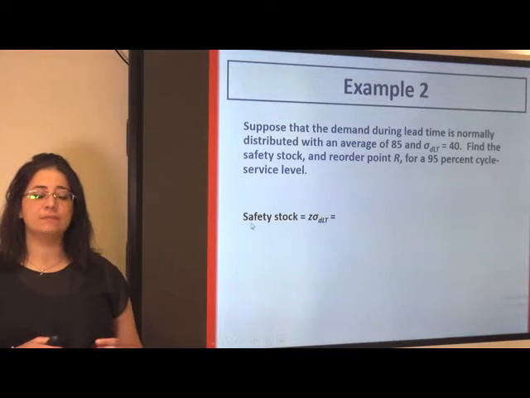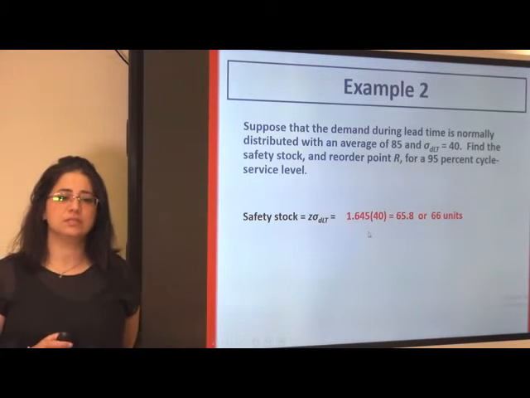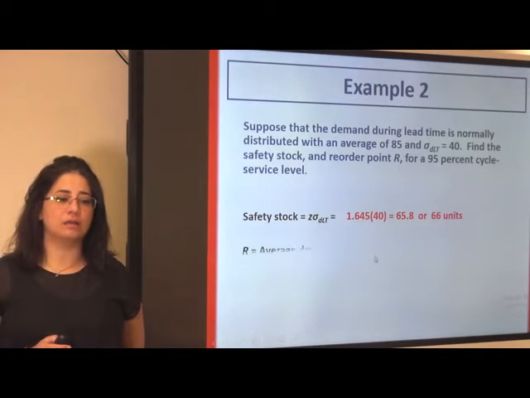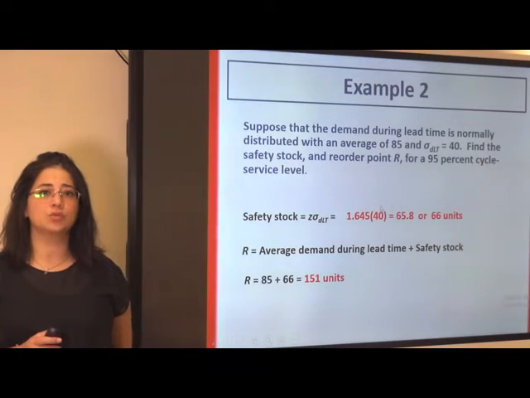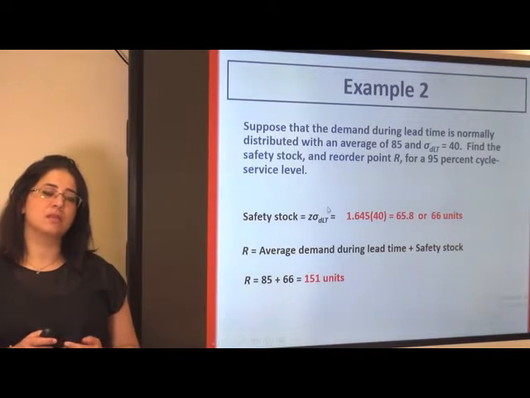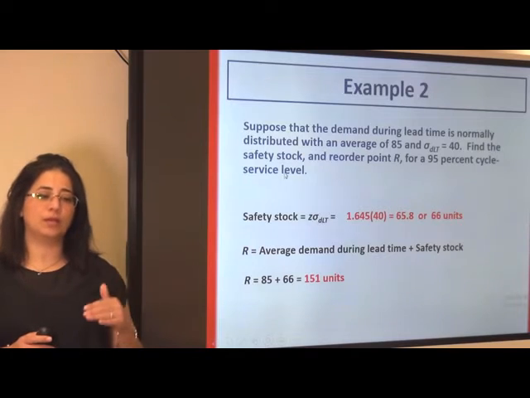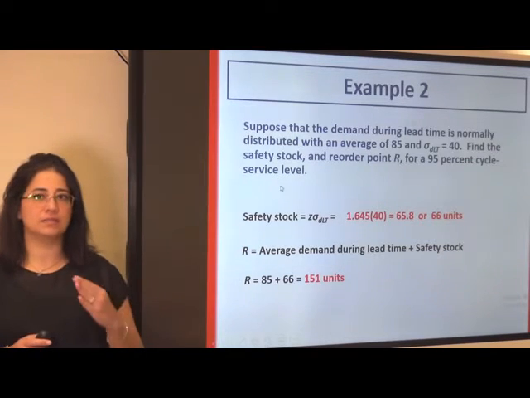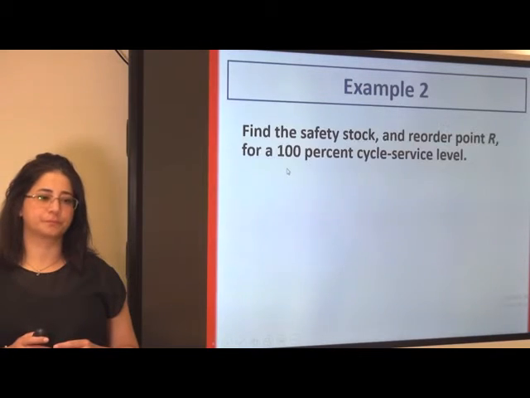Safety stock is Z sigma demand during lead time, which is already given as 40. It will be 66 units. And the reorder point is the demand during lead time, which is already given, 85, plus 66. The difference between this example and the previous example is that they gave us the weekly demand, and you had to calculate the average demand during lead time and its standard deviation. Here it is already given straightforwardly.